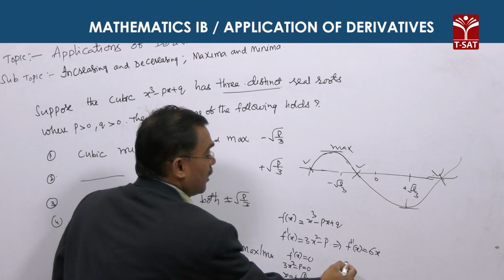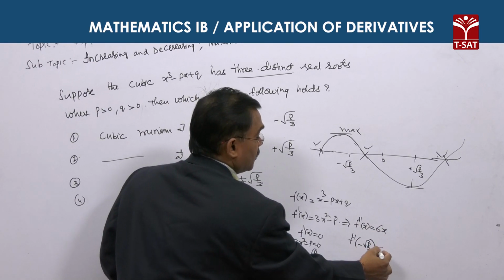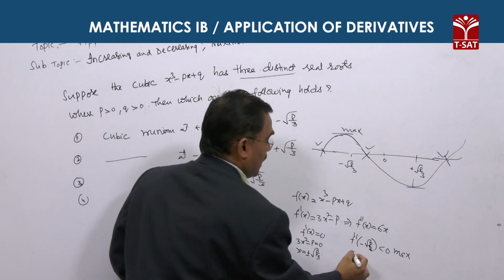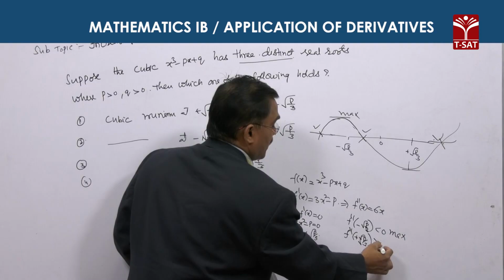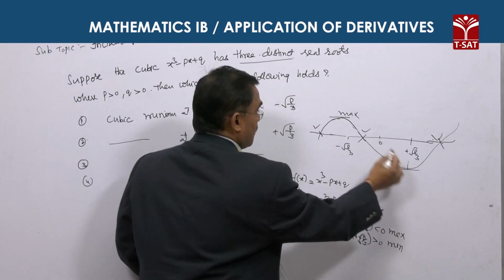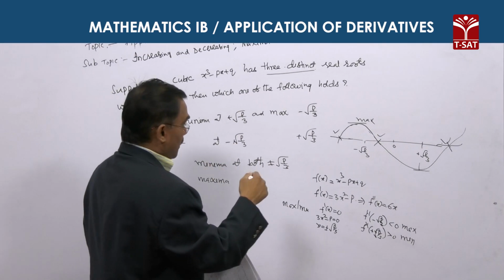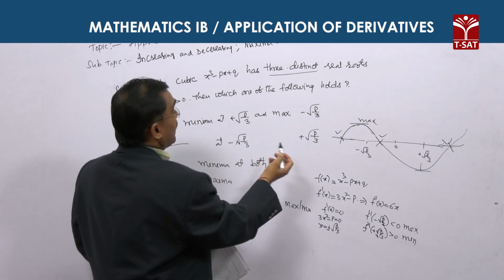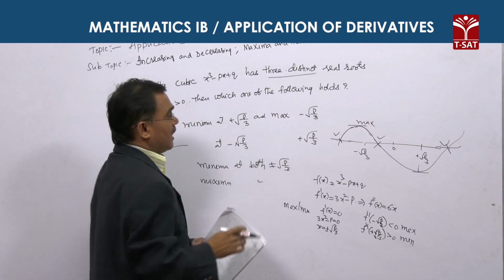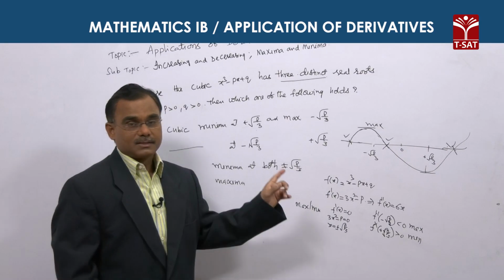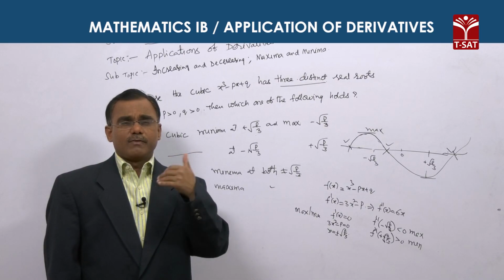Or you substitute into f''(x): at −√(p/3) it is negative, which means maximum value. At +√(p/3), it is positive, which means minimum value. So there is a minimum and a maximum, giving three distinct roots. Therefore the minimum value is at +√(p/3) and the maximum value is at −√(p/3). This is correct.